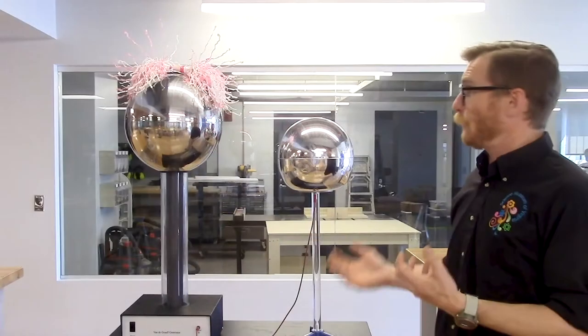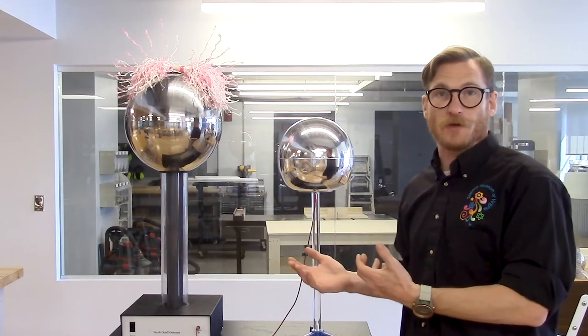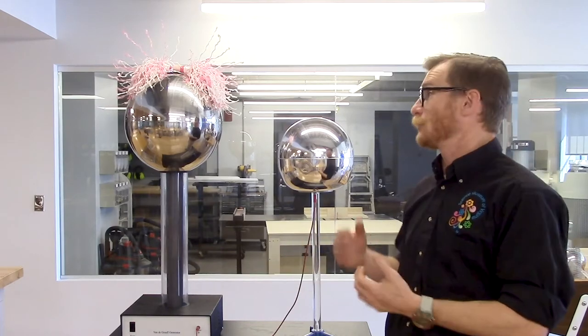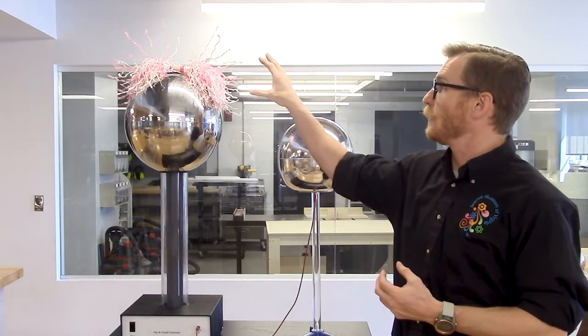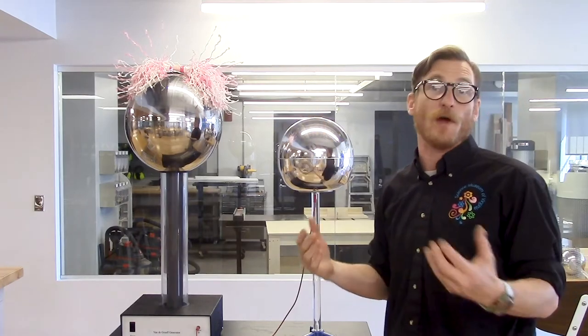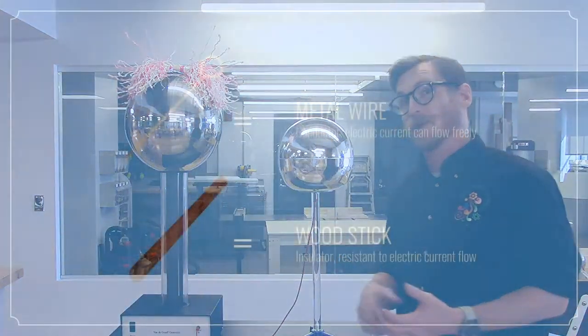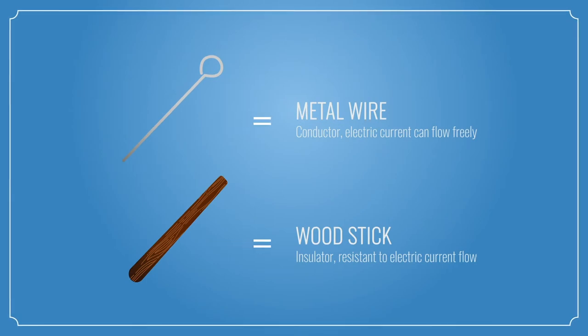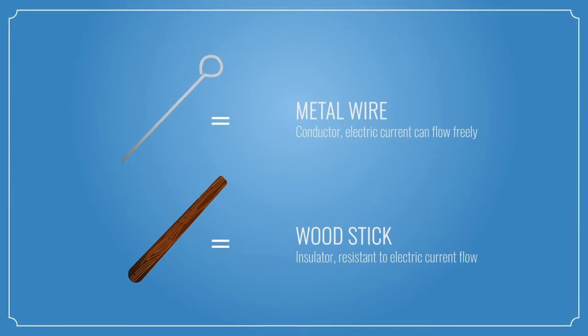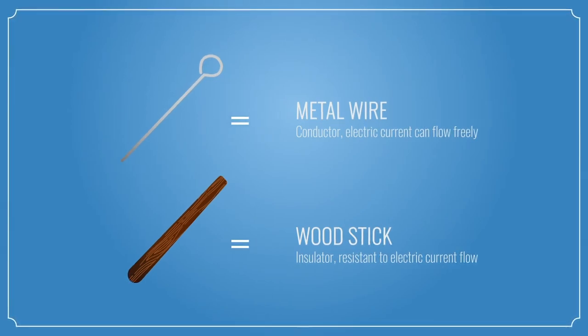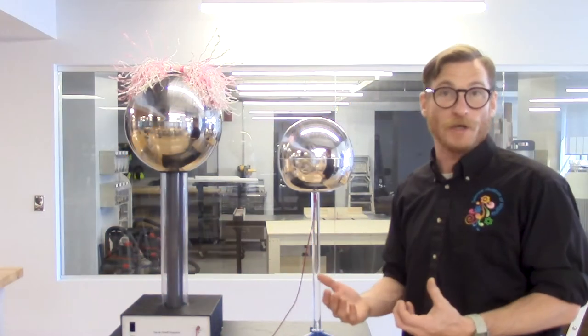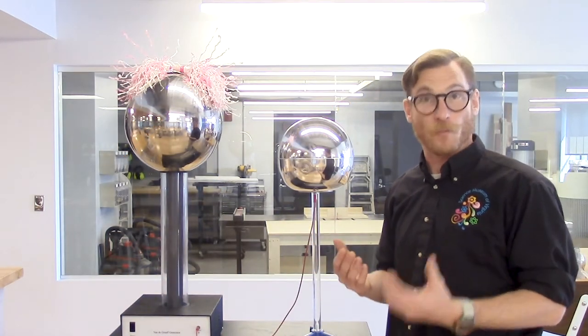All right, so we've tested a few materials with our Van de Graaff generator to see if they are going to be attracted or repelled from these fake hairs, essentially whether they are good conductors, something that allows electricity to flow through, or insulators, something that doesn't allow electricity to flow through. But now we're gonna try another fun attraction repulsion experiment.